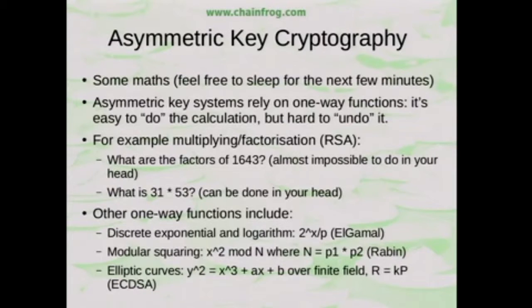Then there's some maths. I'm not going to go into too much depth. There's probably people here who know a lot more about it than me. But basically, we're talking about how it works. Now, the engine underneath it is based on this idea of one-way functions. Functions where it's very easy to do a calculation in one direction, but really hard to do it in the other direction. And the simplest one to get your head around is factorization versus multiplication. It's really hard to factorize 1,643 in your head.